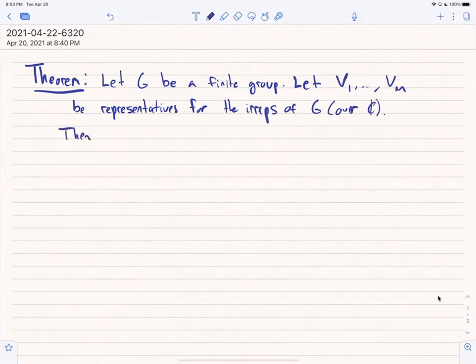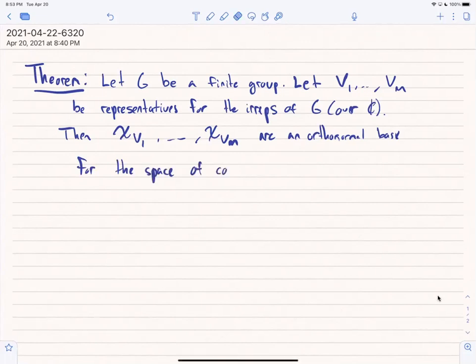Then the characters, chi V1 through chi Vm, are an orthonormal basis for, well, okay, it has to be for a vector space with an inner product. So let me say what that vector space is: the space of conjugation invariant functions on G.